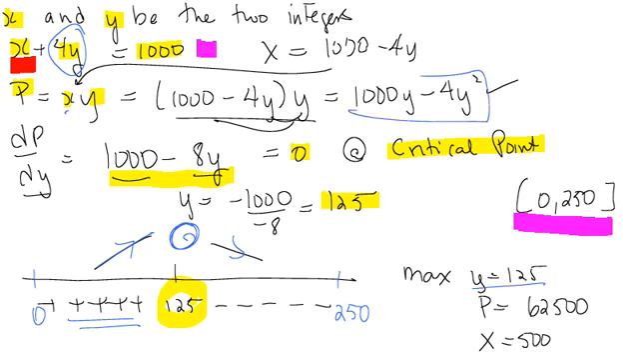I plug 125 into this equation here to get a product of 62,500 units squared, and if you want to find both integers, for the first integer x, I know the relationship between x and y is given here. So plugging in 125, I get 500.